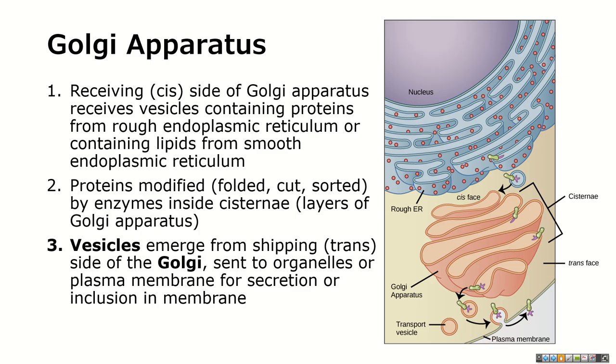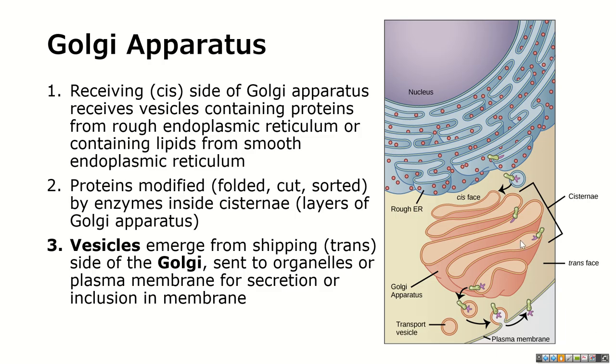Now, the Golgi apparatus has two sides. One is either called the receiving side or the cis face. The other is the shipping side or the trans face. Cis just means on the same side. Trans just means on the other side. So this cis face is on the same side as the rough endoplasmic reticulum, and the trans face is on the other side. That's all cis and trans mean.